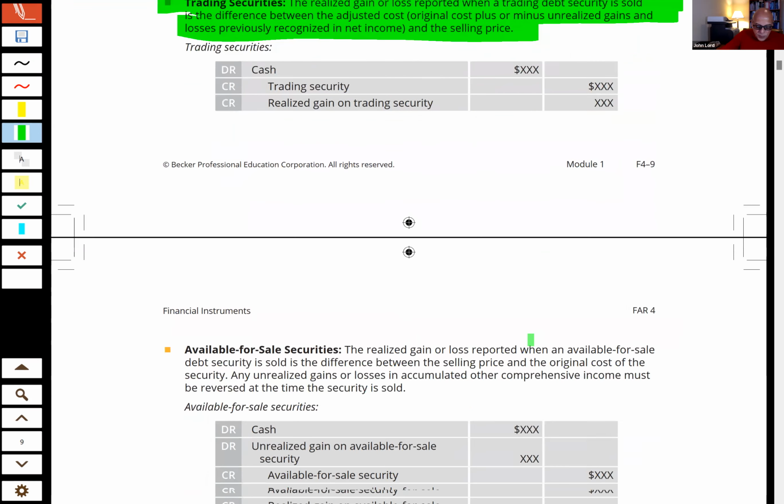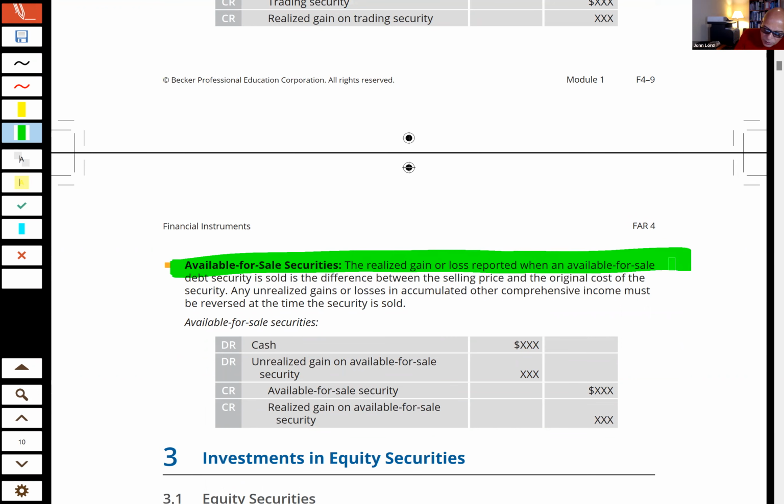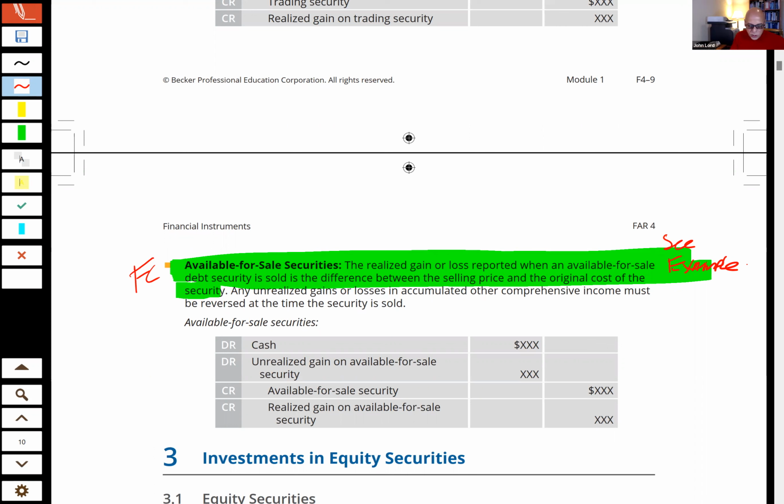So let's look at that available for sale. We already saw that in the little example that I gave you. The unrealized gain or loss when the available for sale debt security is sold is the difference between the selling price and the original cost. You can flashcard that. And I can tell you to see the example, because we already did that example where I had the security that I bought for 24 and then ultimately sold it for 30. Eventually we had that 6 that went into the realized gain. So I gave you that example already.